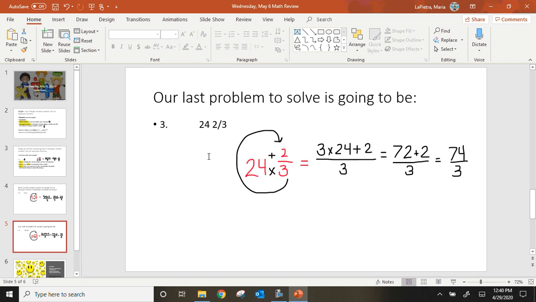Our last problem to solve is going to be 24 and 2/3. Again, I made my C starting from the bottom because my arrow's up there. So 3 times 24 plus 2. 3 times 24 equals 72, plus 2 is 74. And again, my denominator never changed, it stayed the same. So my answer is 74 over 3.